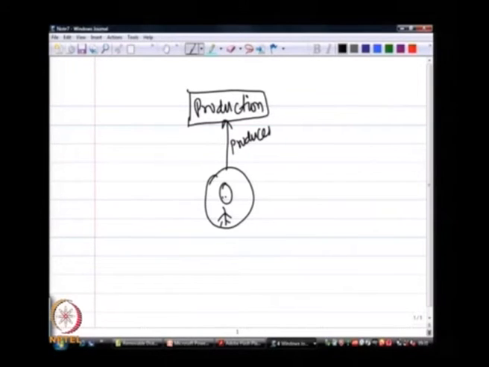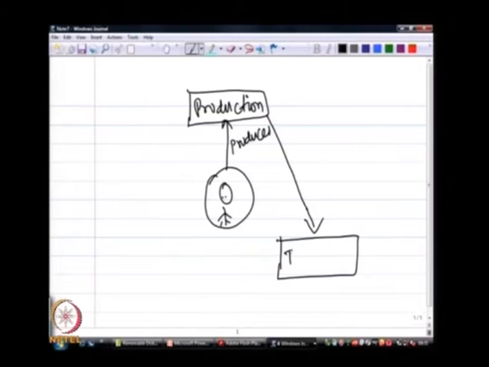From this production, the economic man earns income. By income, I mean the value for which others are willing to pay him. So, this constitutes the earning power of the economic man. So, he earns income because of the willingness of others to pay for the economic value that the economic man creates.